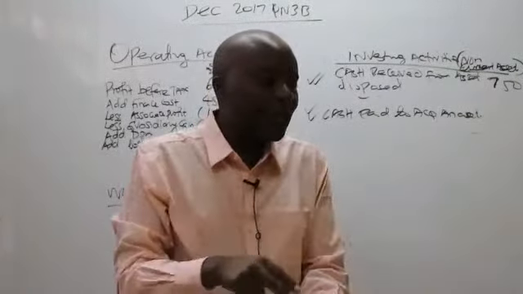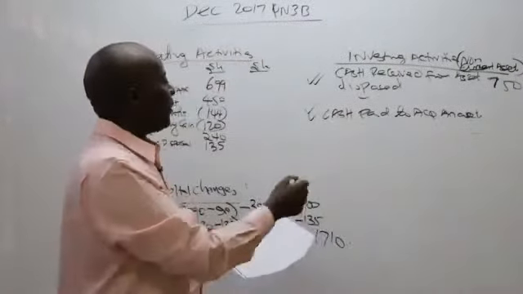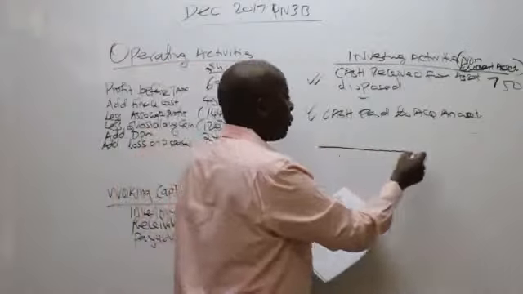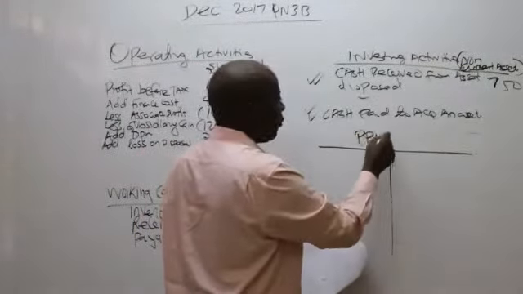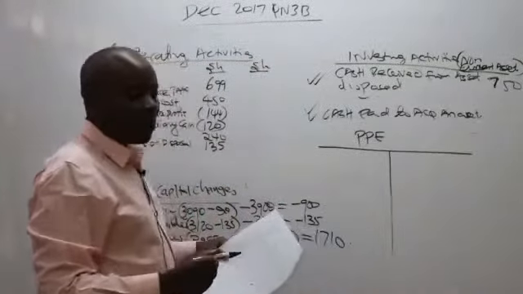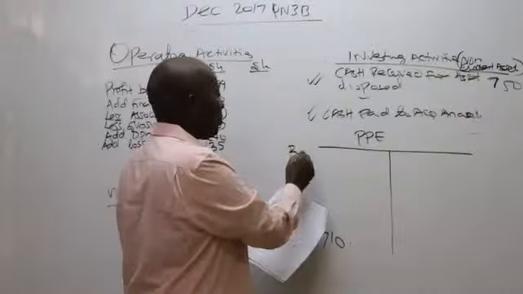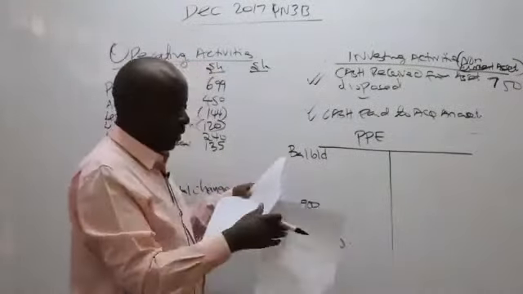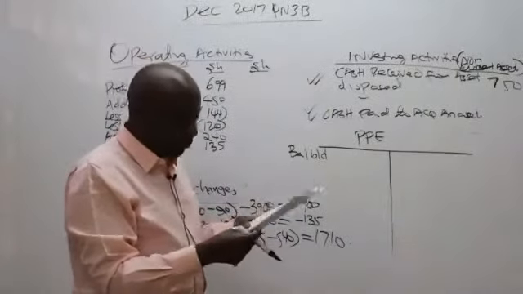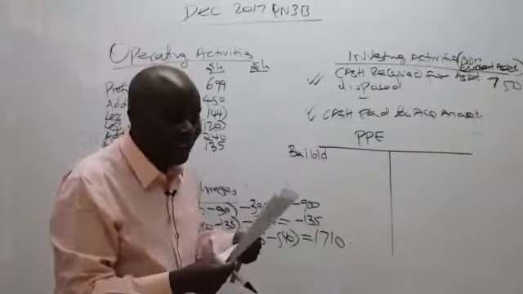Hapa itabidi, ladies and gentlemen, tuchore T account. Mimi spendi T account at all, but please let's do a T account for property, plant and equipment. So for property, plant and equipment T account, ni asset. So unasema hapa balance brought down. Balance brought down ilikuwa ngapi somebody ya PPE?